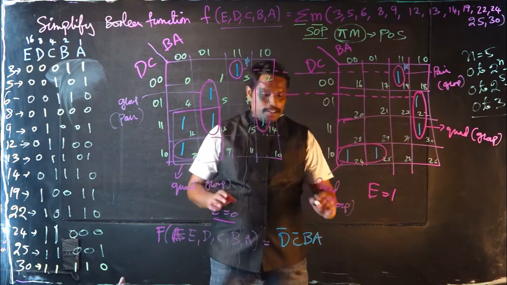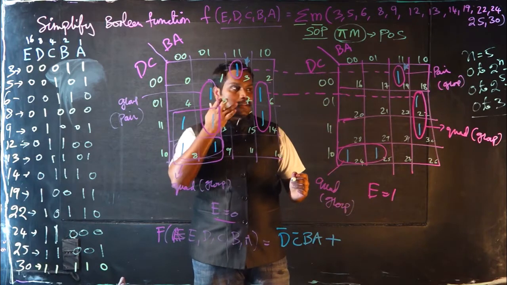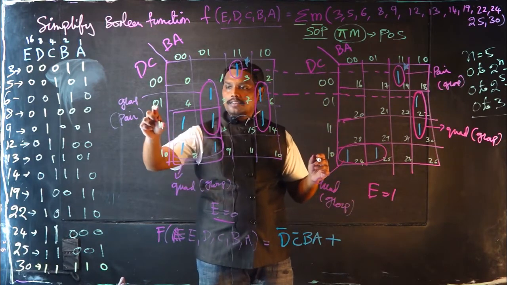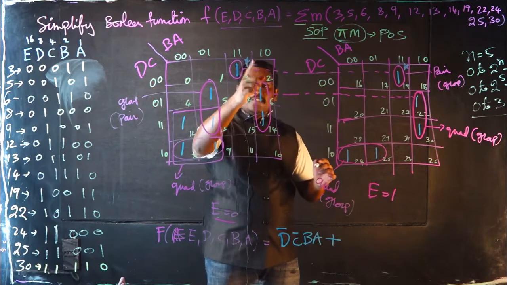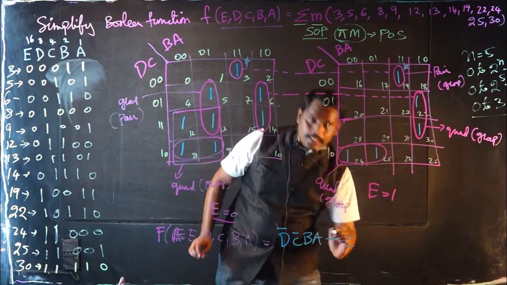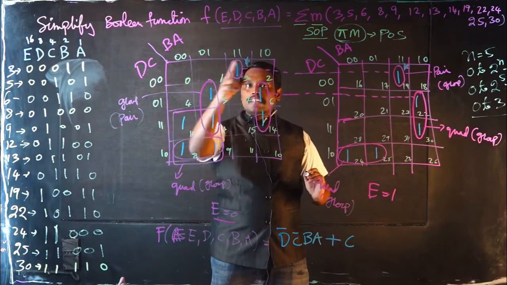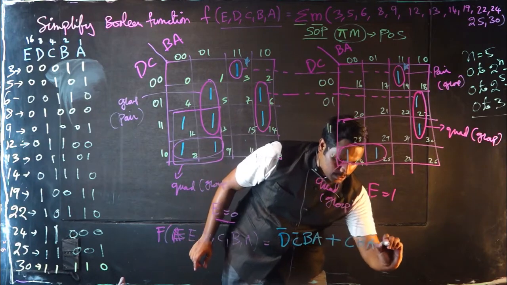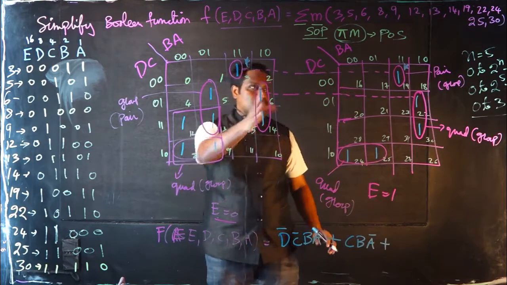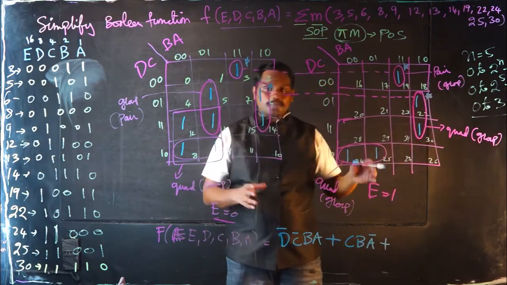So here you can have the expression in such a way that it is a quad, right? For that quad, we'll see what terms are common in nature. So C is common, and then it is B A bar. So C B A bar is the expression that I have generated for this particular group of ones which are quad.